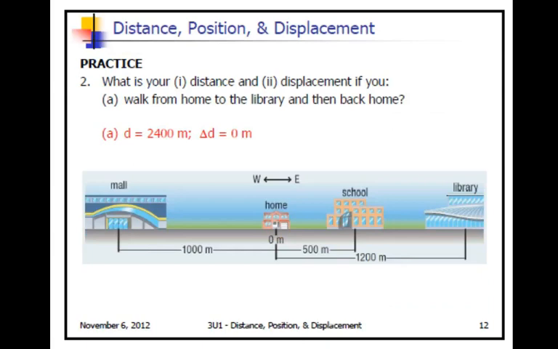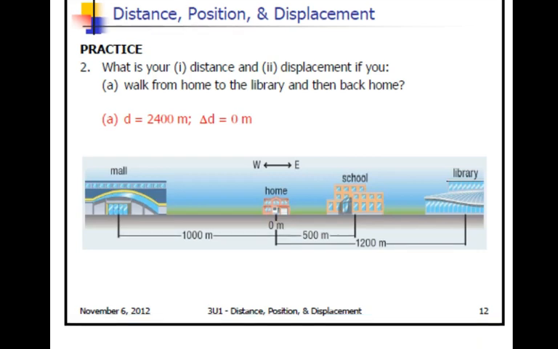Here's another practice question. It says, what is your distance and displacement if you walk from home to the library and then back home? So the distance to the library is 1,200 meters. If you walk to the library and then walk back, you've traveled that distance twice. So your distance traveled is 2,400 meters. Your displacement, though, is 1,200 meters to the library going east, and then 1,200 meters going west back home.